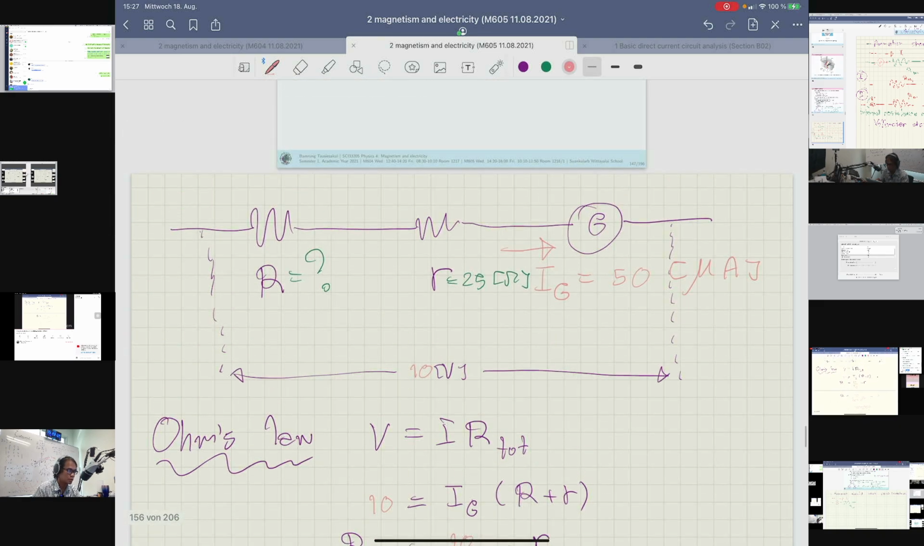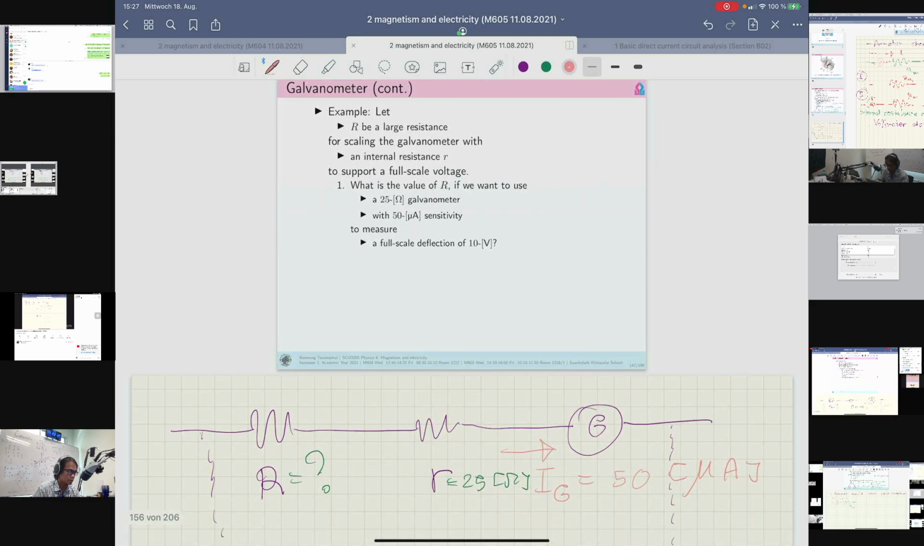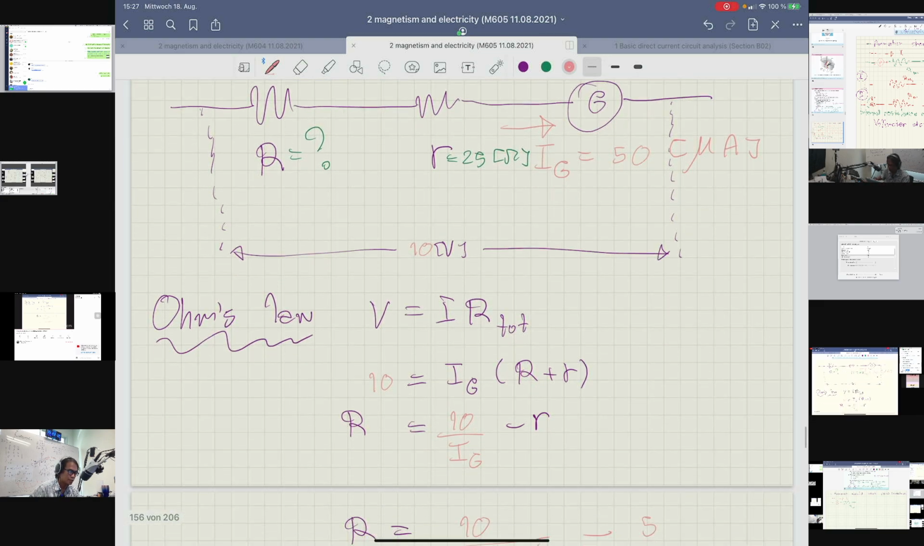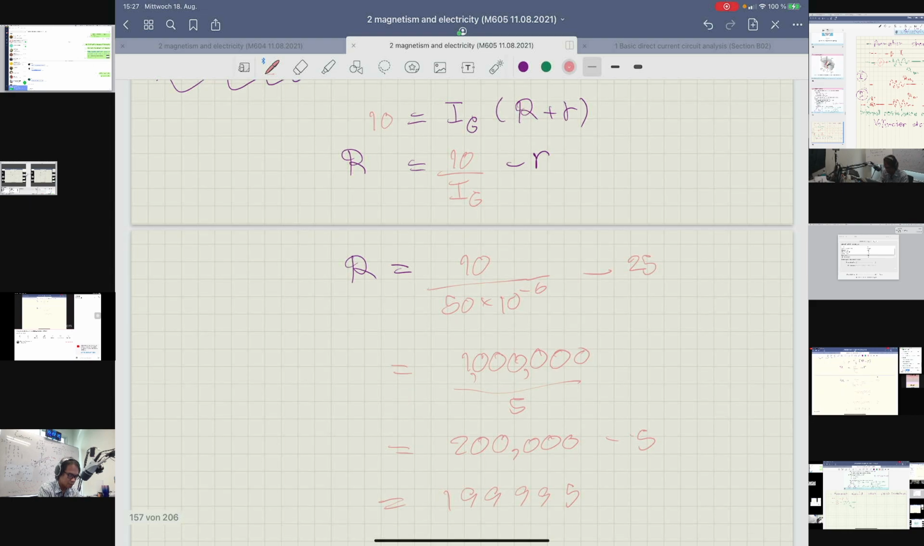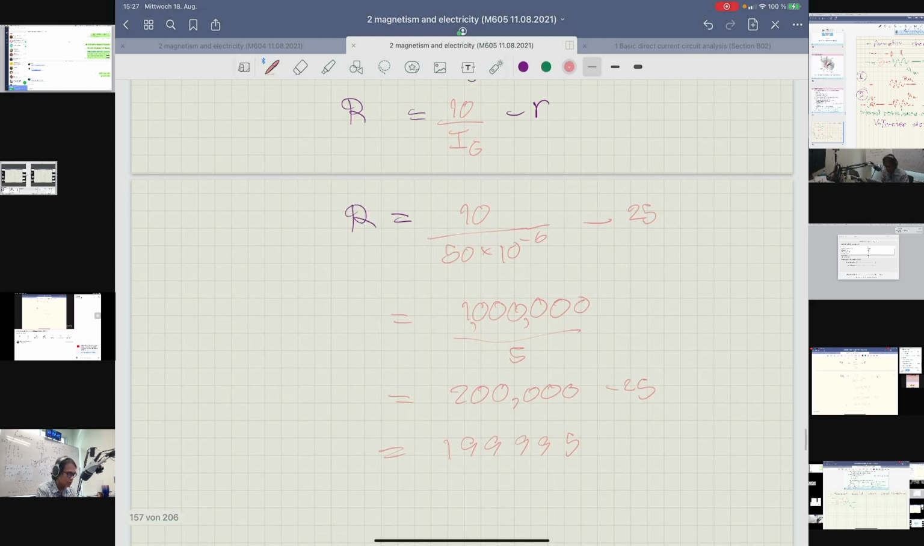Right. The internal resistor is 25, right? Oh, I'm stupid. This one is 25. So this is minus 25, and this one is 7, right?